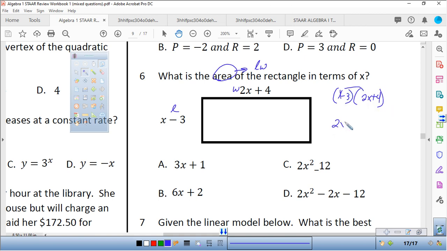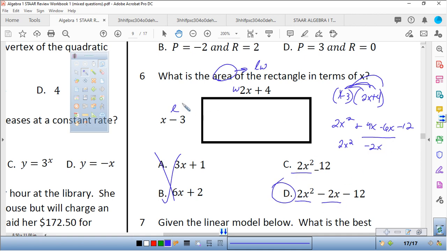Becomes 2x squared. Start looking for that. This times that gives me plus 4x. Now multiply this times this. Negative 6x. This times that. Negative 12. 2x squared. This right here gives me a negative 2x. Check. There's my answer.